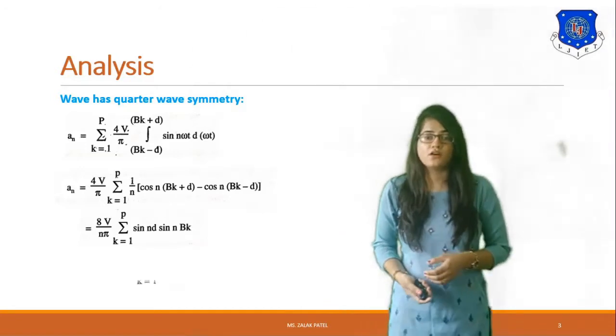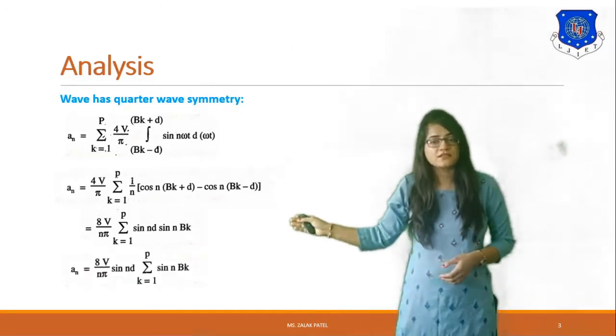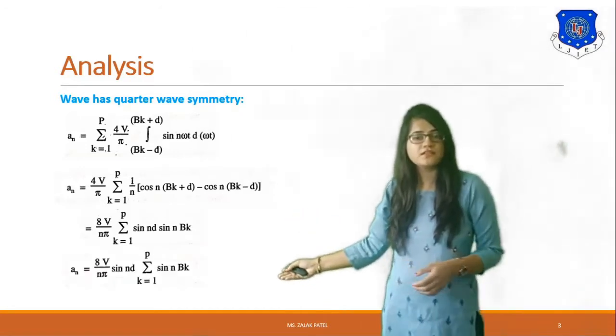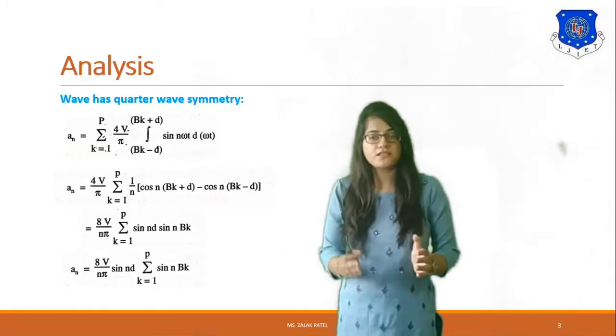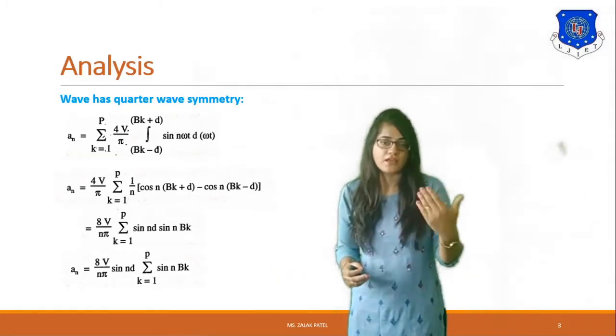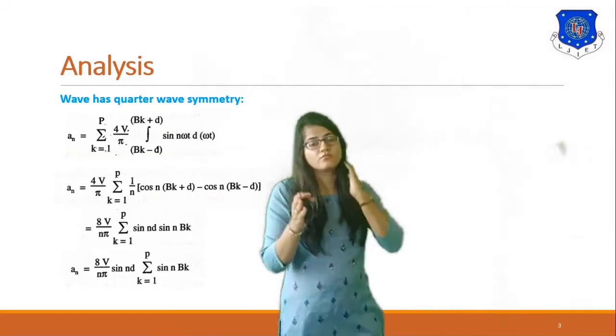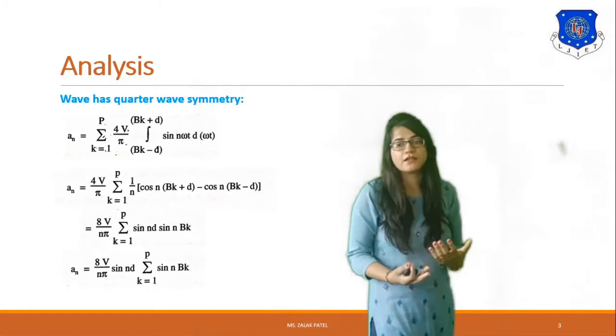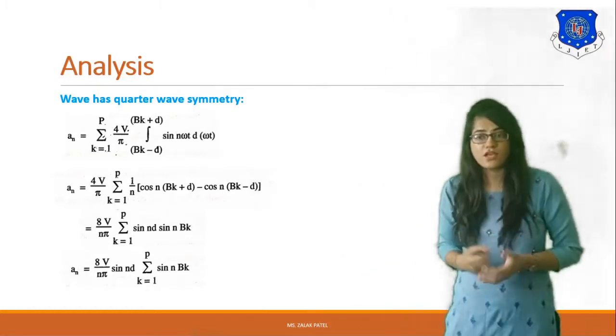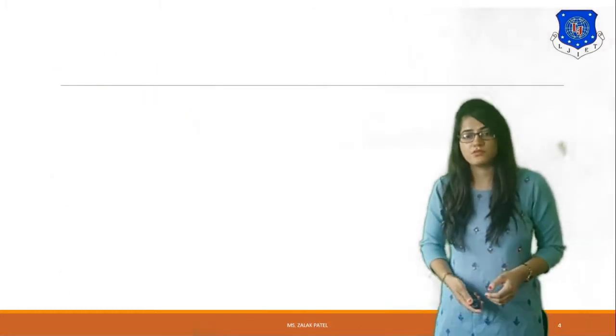Okay. So now by using the last equation, we can also rewrite this like 8b upon n pi sine n d, summation of k equal to 1 to p of sine of n bk. So now from this last equation we can get elimination of the harmonics. Let's see how it will be possible.